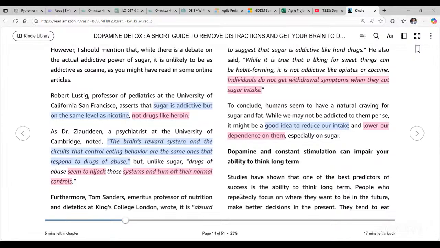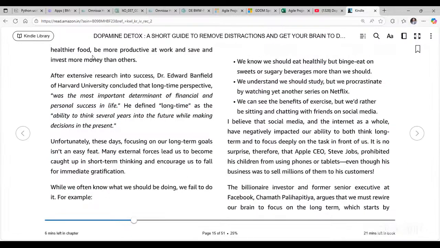Studies have shown that one of the best predictors of success is the ability to think long term. People who repeatedly focus on where they want to be in the future make better decisions in the present. Where we have the focus, there our energy goes, and that manifests automatically. So they make better decisions. They tend to eat healthier food, be more productive at work, and save and invest more money than others.